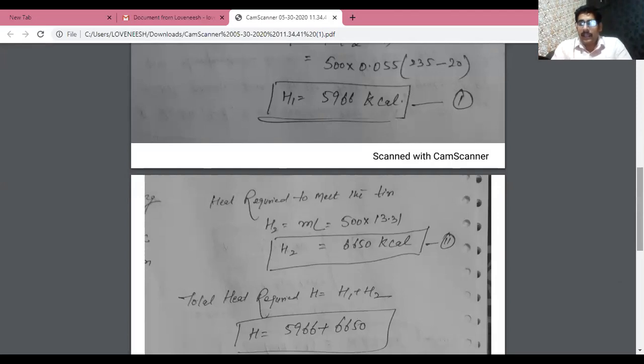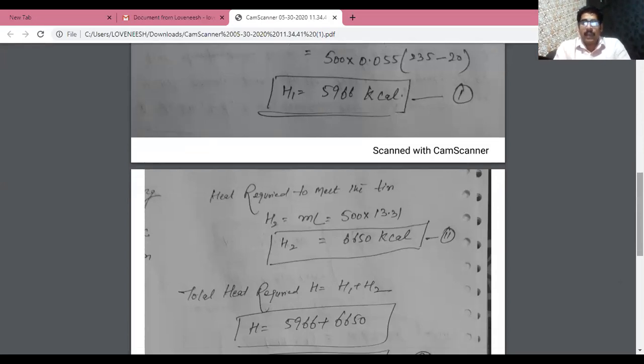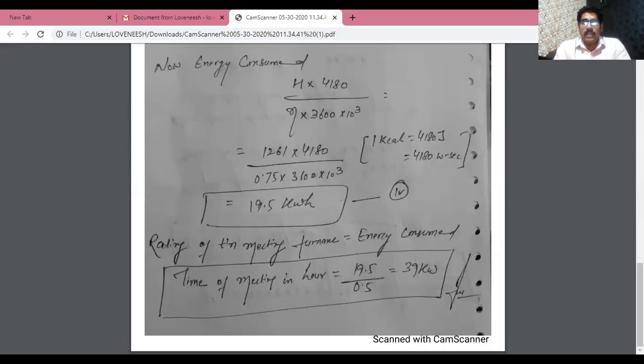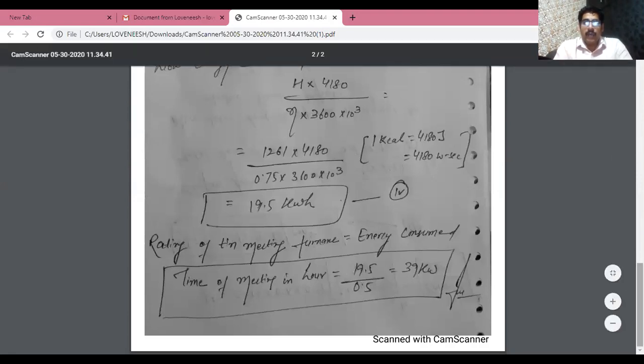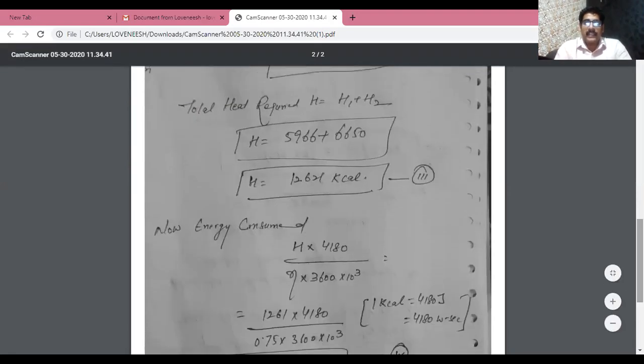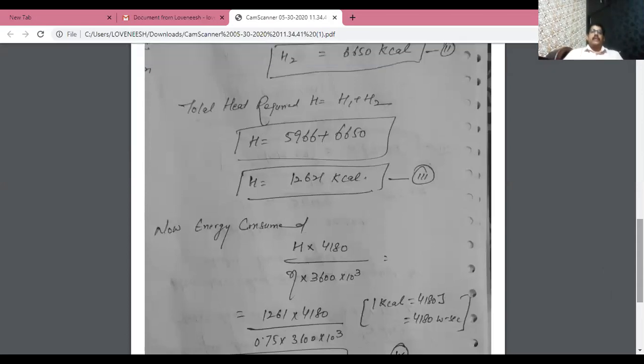Next, the heat required to melt the tin, that is H2, is equal to M × L. This M × L is again 500 × 13.1, so we have 6650. Now the total amount of heat required, that is H, we have to add both the heats, and this will be 5966 plus 6650, and the value becomes 12621 kilocalories.